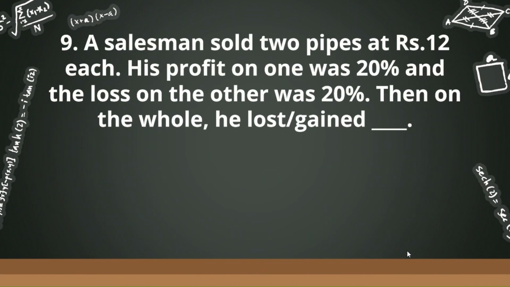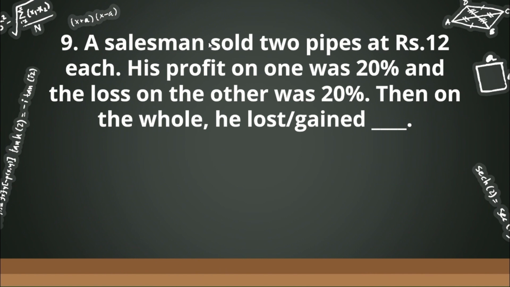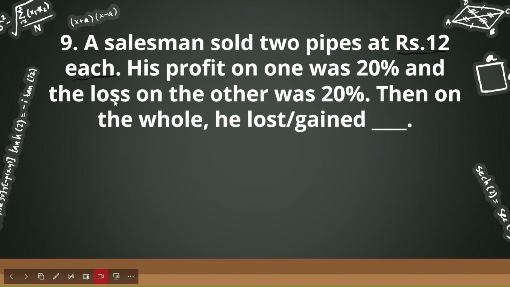Okay, so question number 9. What does this tell? A salesman sold 2 pipes at rupees 12 each. So both were sold at 12 rupees. His profit on one was 20%, and a loss on the other one was 20%. Then on the whole, did he lose or gain, and how many rupees?